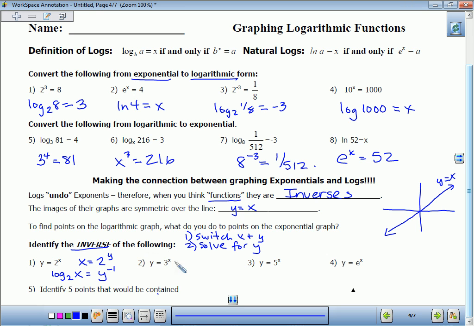All right, so let's do this one together. We switch the x and y, and we solve for y. All right, once again, y is that exponent. So, to solve for that, we have to use a log. This becomes log, my base is 3, and my answer part is x. And it equals the exponent. Okay, you try. Number 3.